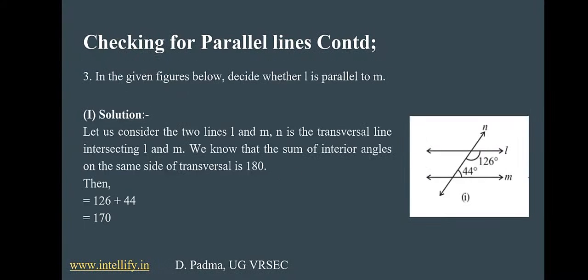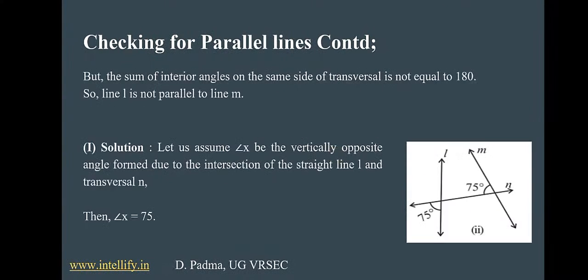The next one is, in the given figure below, decide whether L is parallel to M. The solution: let us consider the two lines L and M, with N as the transversal intersecting L and M. We know that the sum of interior angles on the same side of the transversal is 180 degrees. So we add 126 plus 44, and we get 170 degrees.